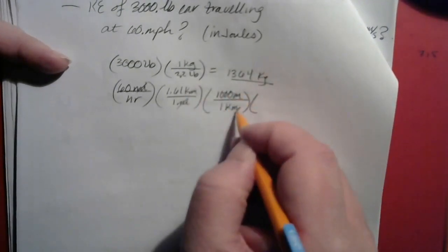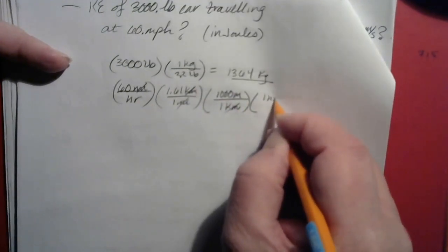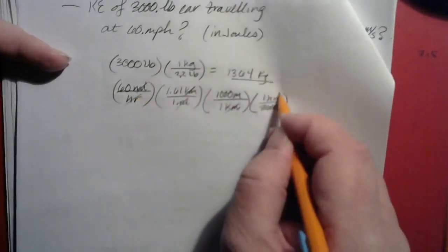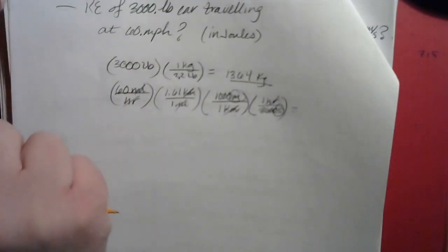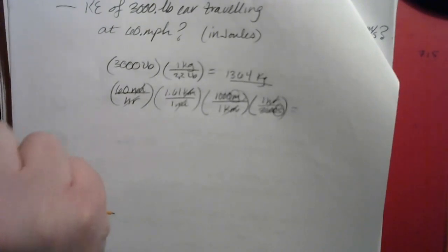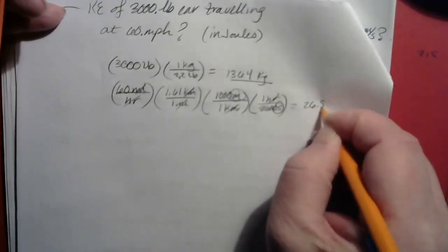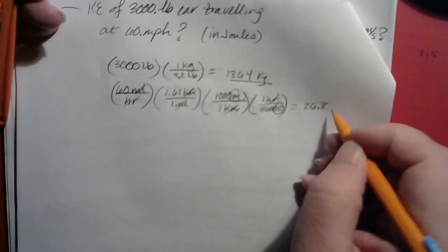And that will take out kilometers, and we have meters per hour. And there's 1 hour for every 3,600 seconds. And that should take out hours and leave us with meters per second. So let's see, 60 times 1.61 times 1,000 divided by 3,600 gives us 26.83 repeating, I'll call it 26.8 meters per second.